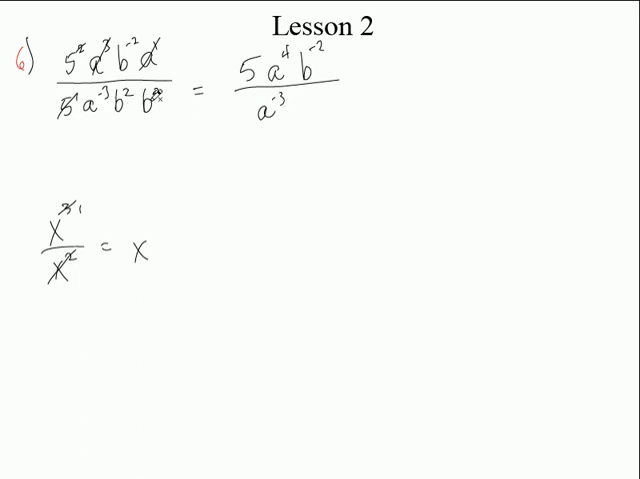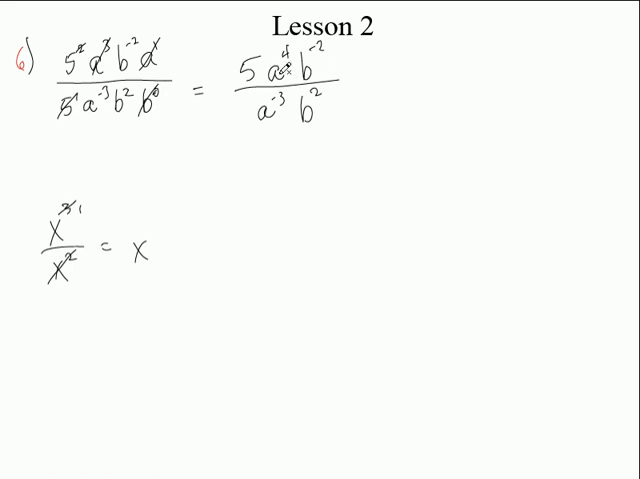Look at this one. You could do this if you wanted to. b to the second times b to the 0. What do you do with the exponents? You add the exponents. What's 2 plus 0? It's just 2. So it's just b to the second. But what is b to the 0? b to the 0 is just a 1. It's not a 0. It's a 1. So really, that just goes away, doesn't it? So I'm left with b to the second either way you look at it.